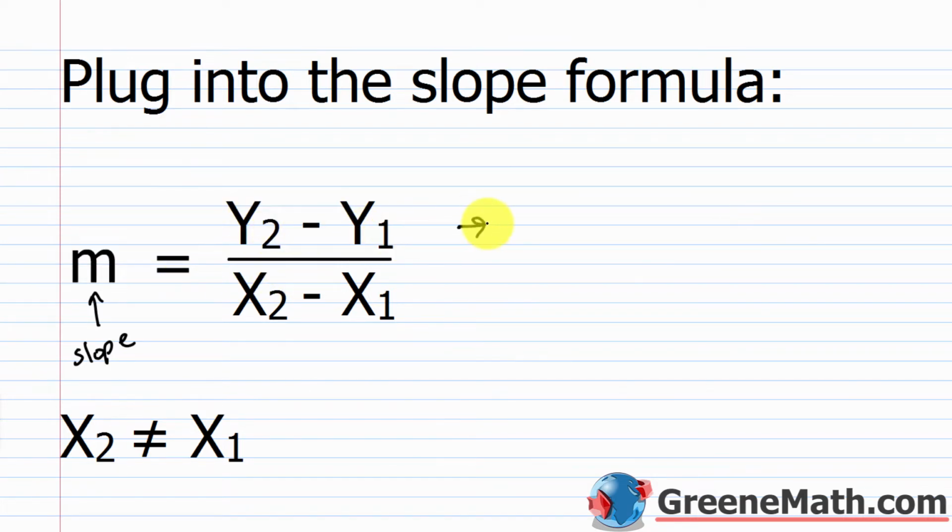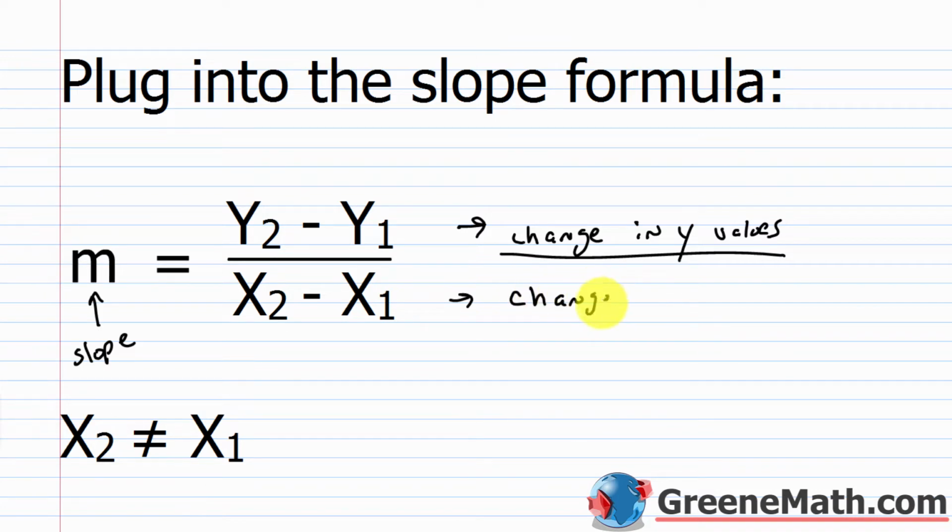So this is referred to as your change in y values. And then this is over, or you can think about it as dividing by, x sub 2 minus x sub 1, which is what? It's the change in x values. Okay, the change in x values. So we have the change in y values over the change in x values.